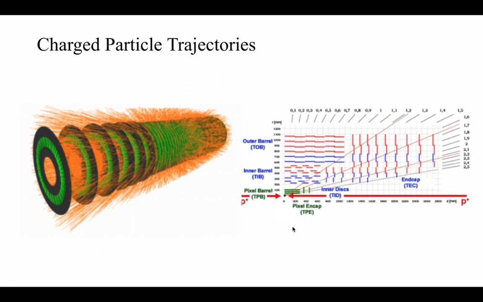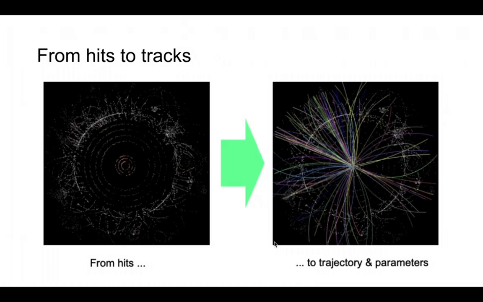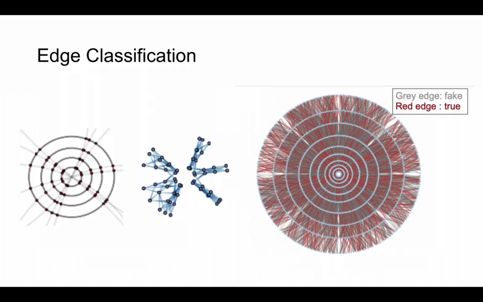This detector is composed of a pixel detector and a strip detector. The strip detector is categorized as an inner detector and an outer detector. In the forward regions, there is also an end cap detector. Our task is to connect the raw hits into trajectories. Once we have a trajectory, we can use it to estimate the track parameters and convert into the full momentum of the charged particles. The task is an edge classification problem.